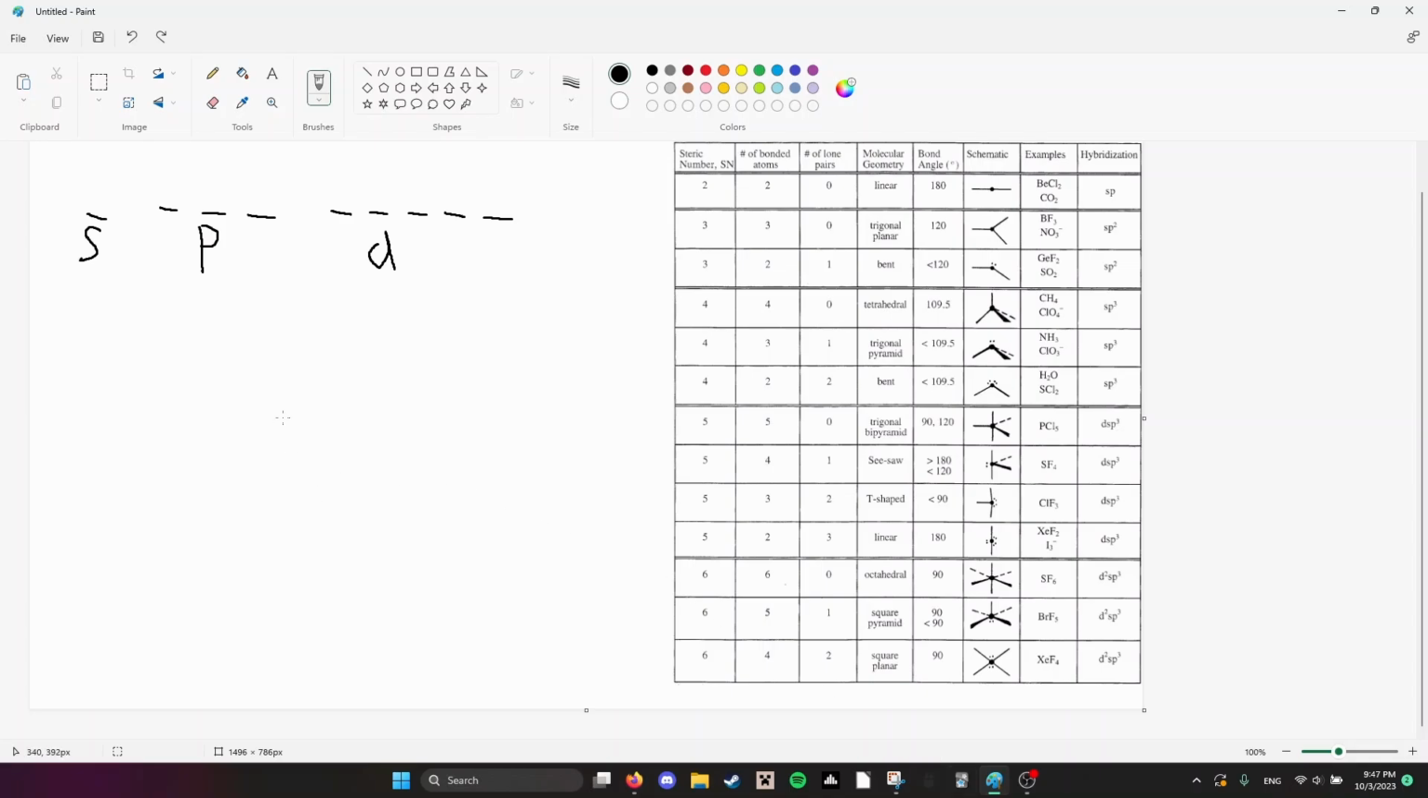We want to know, for this to get started, that an s orbital has one pair, i.e. one thing in this case. A p orbital has three pairs, or three things. And a d orbital has 5 pairs, or 5 things.